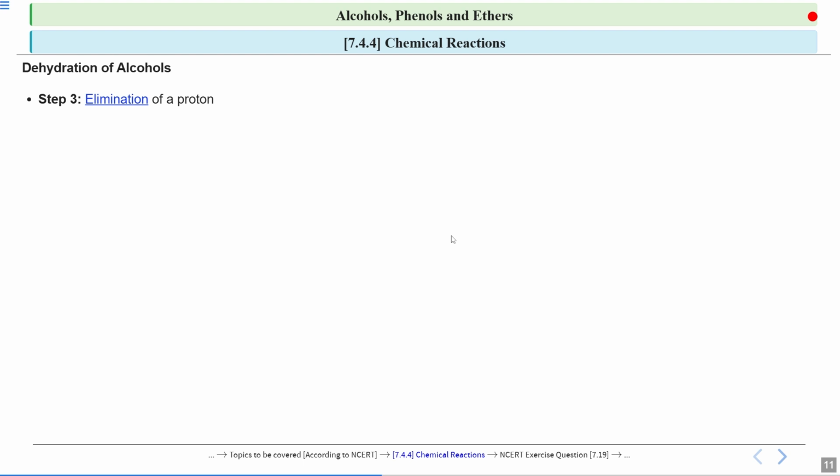In step 3 now, there is elimination of a proton. Now, this proton is over here. So what will happen? This proton and this hydrogen, one proton will be eliminated. That hydrogen from here, and H plus will leave from here. So you will see an alkene, ethene, is formed.